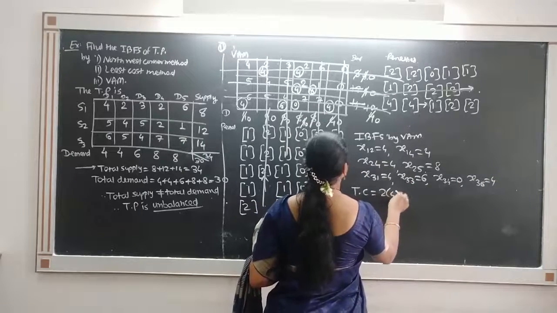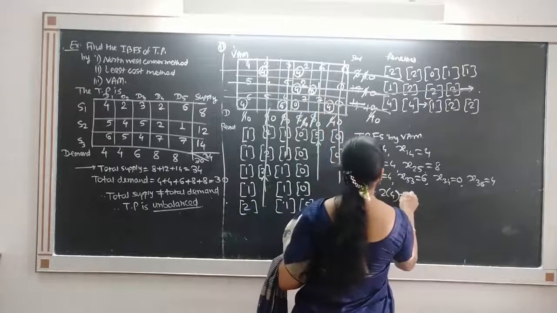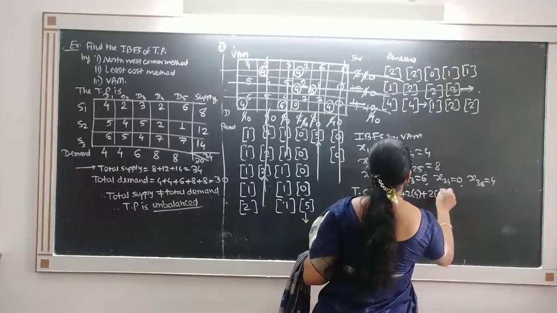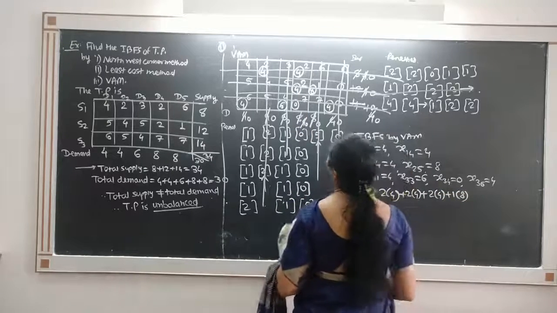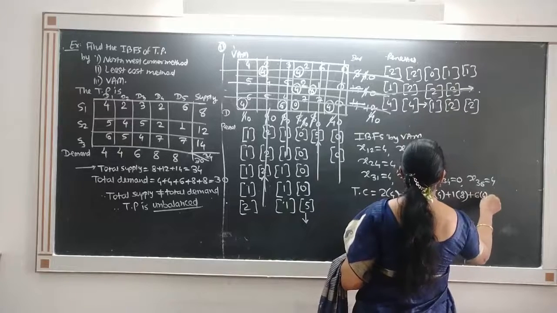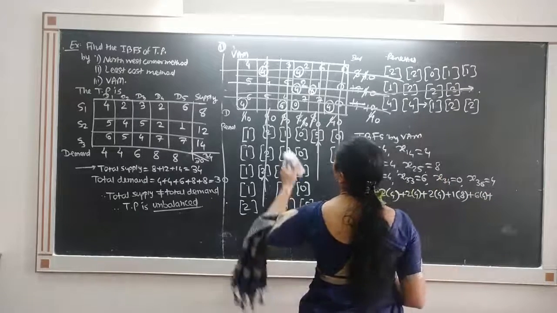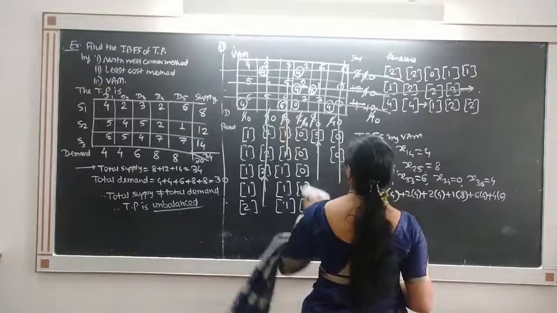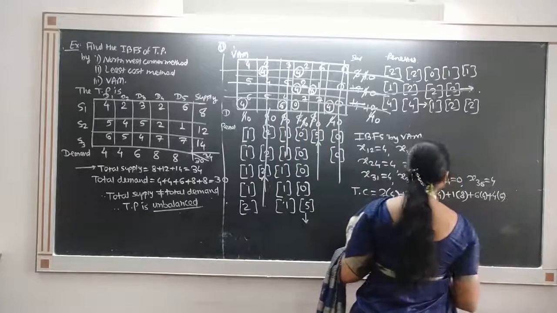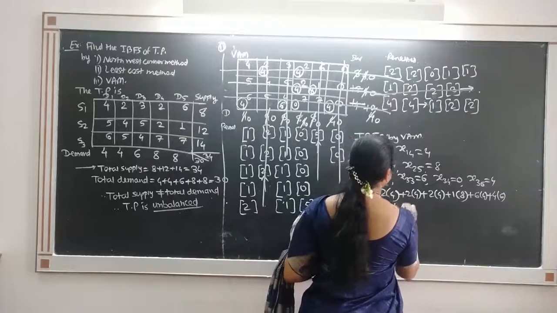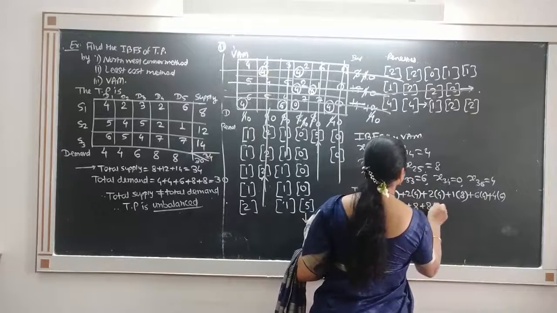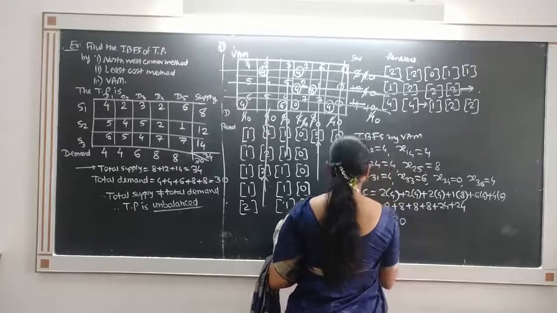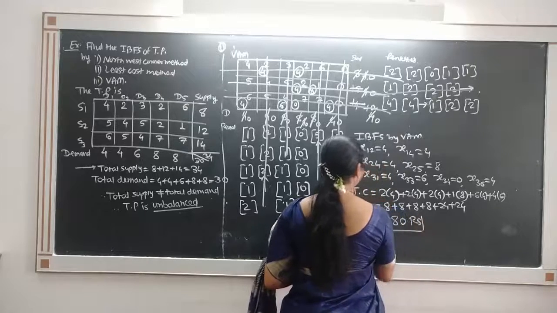It is 2 into 4 plus 2 into 4 plus 2 into 4 plus 1 into 8 plus 6 into 4 plus 4 into 6 plus 7 into 0 and 0 into 4, both are 0. This is 8 plus 8 plus 8, 24 plus 24, that is 80. The transportation cost is 80 rupees by VAM.